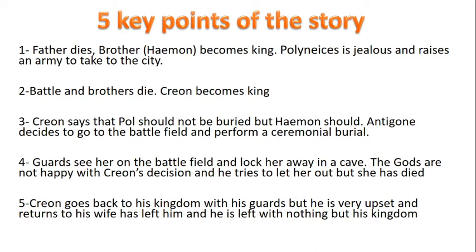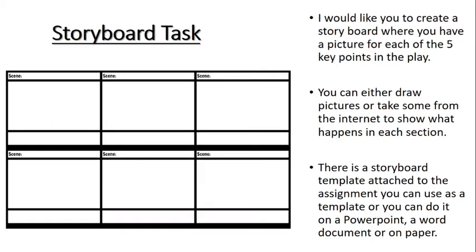Number 4, guards see her on the battlefield and lock her away in a cave. The gods are not happy with Creon's decision and he tries to let her out, but she has died. And number 5, Creon goes back to his kingdom with his guards, but he is very upset and returns to his wife, who has left him, and he is left with nothing but his kingdom. So those are the 5 key points of the story.